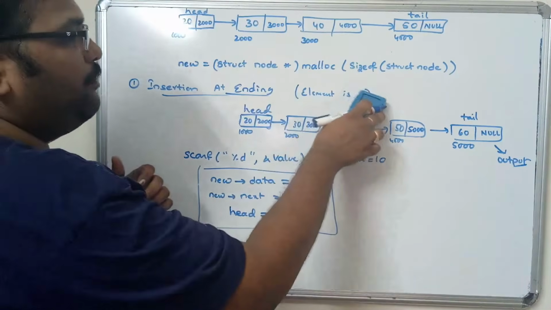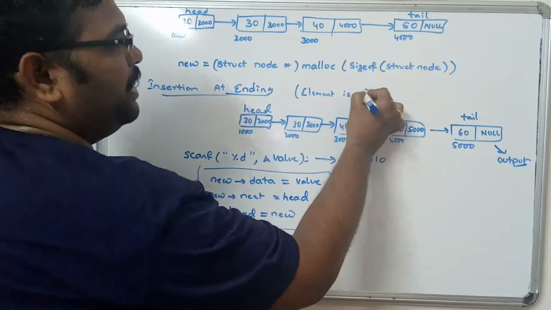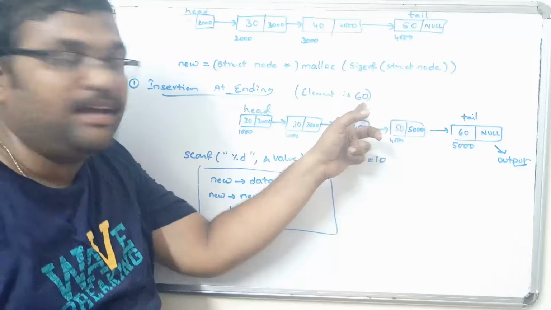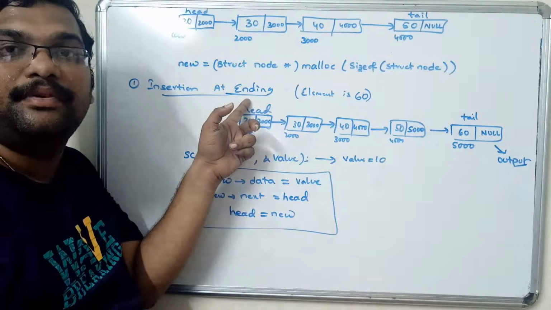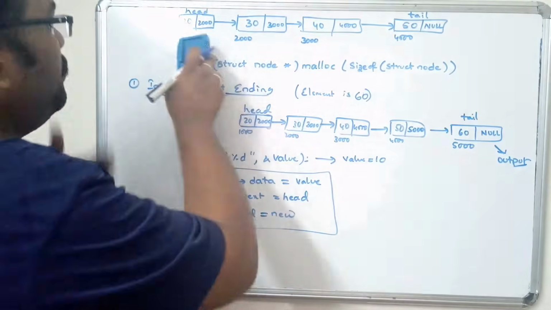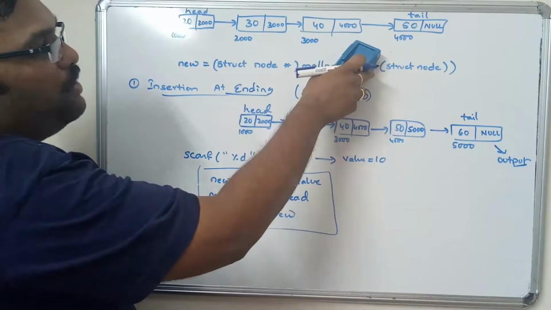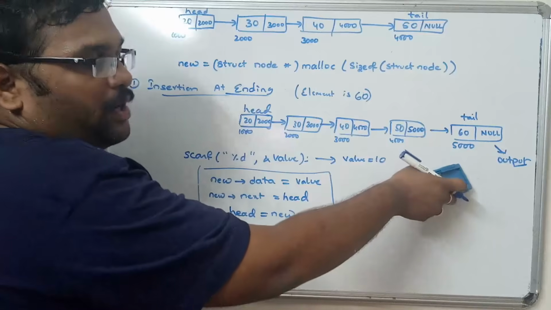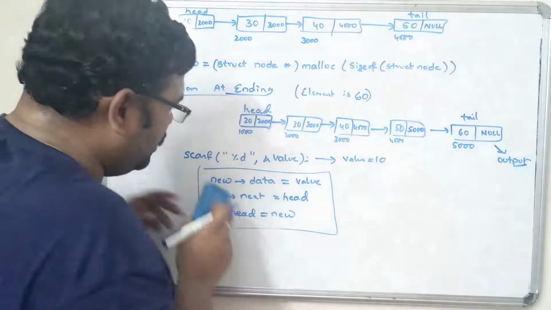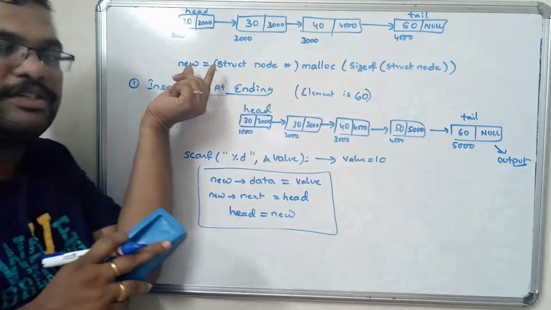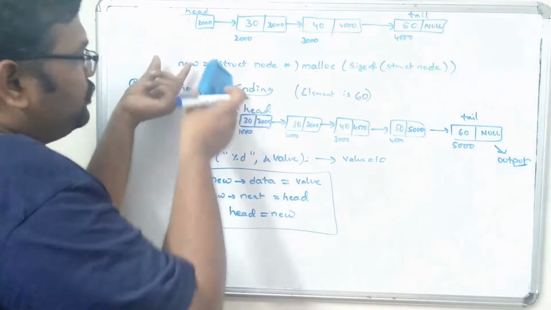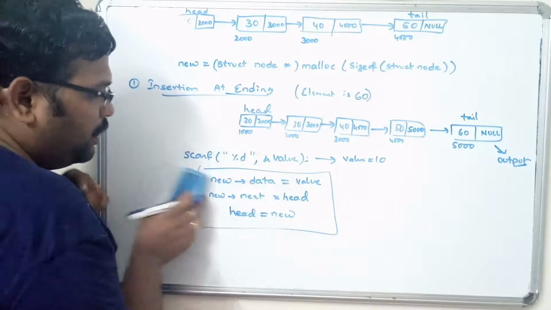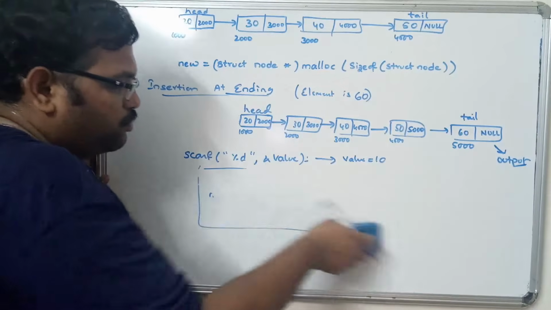So here if you want to insert an element 60, if you insert a node 60 at the ending position, so initially the list is this one. If you insert an element 60 at the end position, so the output will be this one. Now we will write the code. So this is a common thing. First we have to allocate the memory for this new node, and we have to consider the value. We have to take the input for a value, and then we have to place.